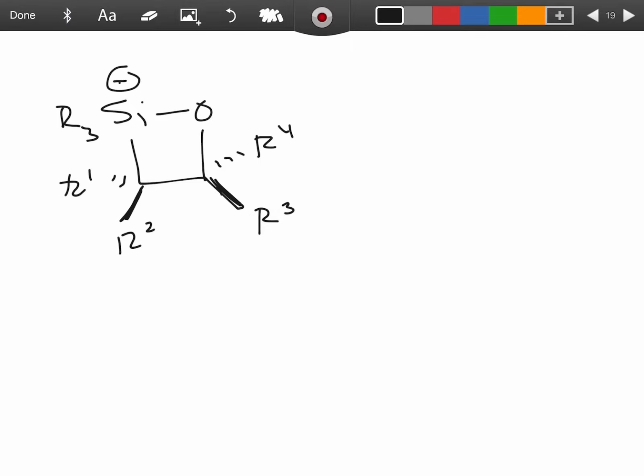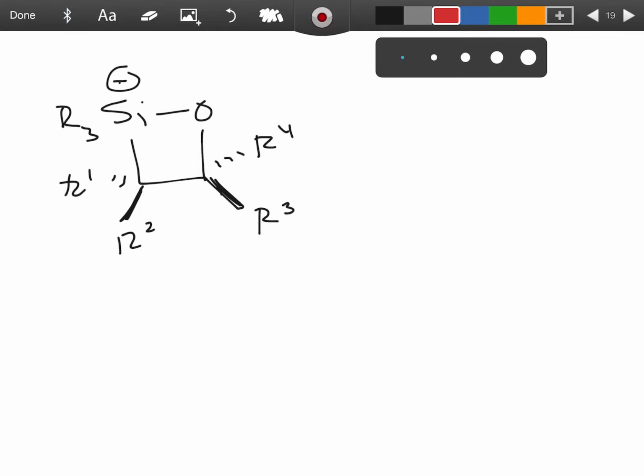because silicon can make 5 bonds, so we make a silicate complex. Now, silicon doesn't want to have a negative charge, but it can. So what ends up happening here is this will fall apart. These electrons come here, these electrons go up to the oxygen, and this makes our double bond.